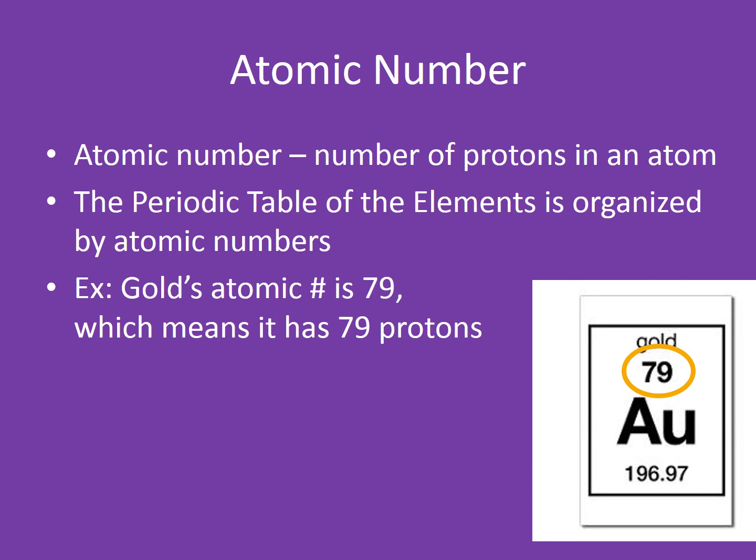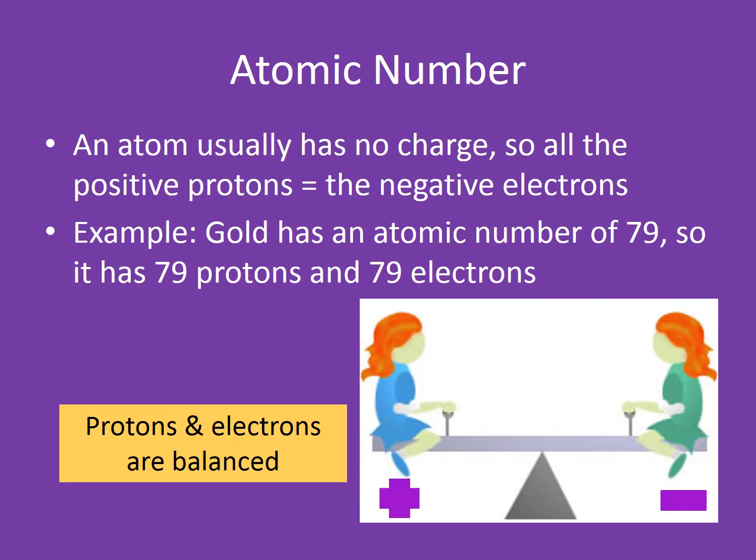So we're going to use gold here, Au, through a lot of the slides just to keep consistency. So gold's atomic number is 79, which means it would have 79 protons because that's what atomic number means.